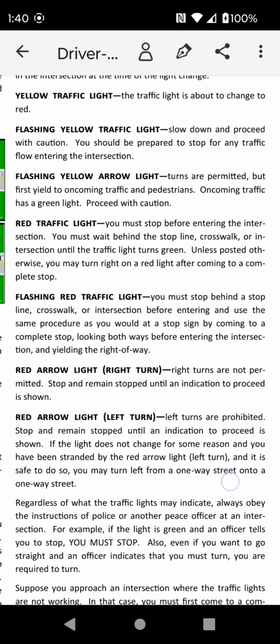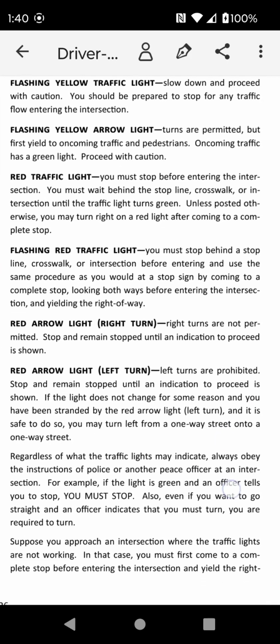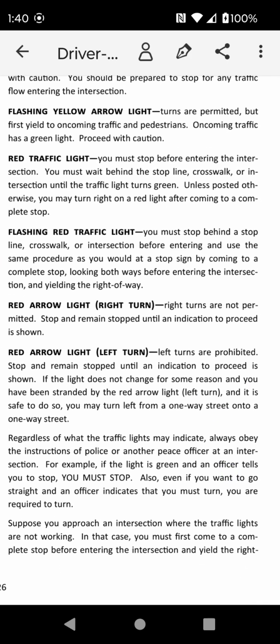A flashing red traffic light indicates that you must stop behind a stop line, crosswalk, or intersection before entering and use the same procedure as you would at a stop sign, by coming to a complete stop, looking both ways before entering the intersection, and yielding the right of way. The red arrow light for turning right indicates that right turns are not permitted. Stop and remain stopped until an indication to proceed is shown.